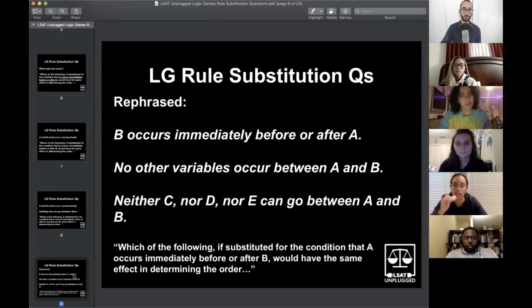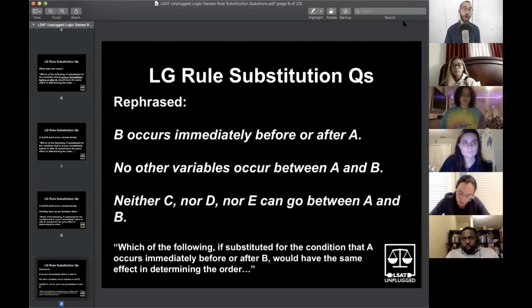Now, if we had a game with a few different variables. Obviously, we're not just going to have two variables in a game. Let's suppose we had 5 variables, A, B, C, D, E. If we said none of C, D, or E could go between A and B, that would mean that A and B must occur consecutively, because out of 5 variables, the other 3 aren't going in between A and B. So who's going between A and B? Nobody, meaning they are adjacent, they are side by side, they are consecutive in either order.